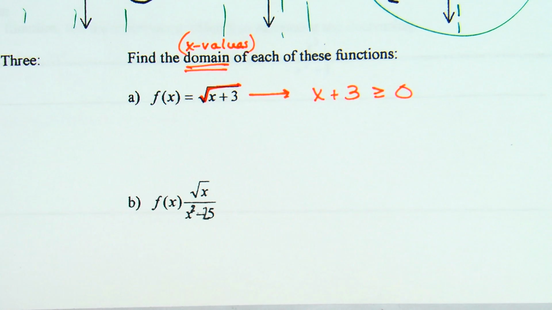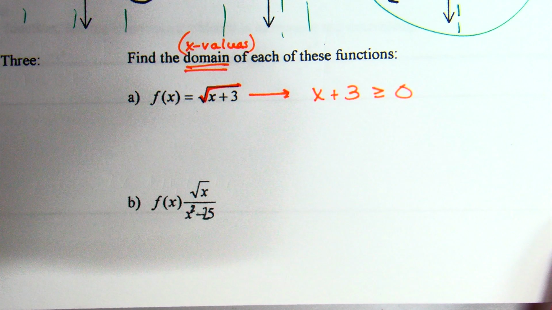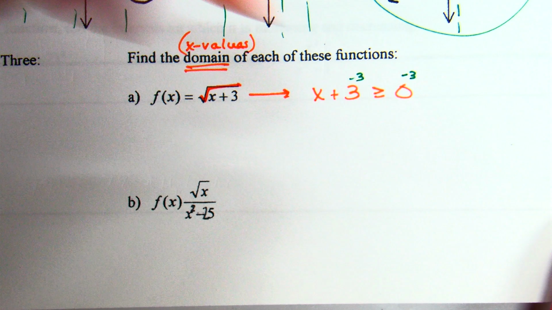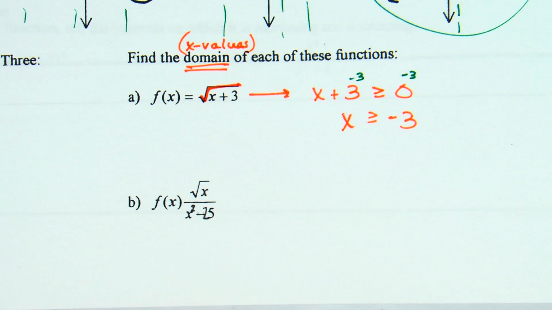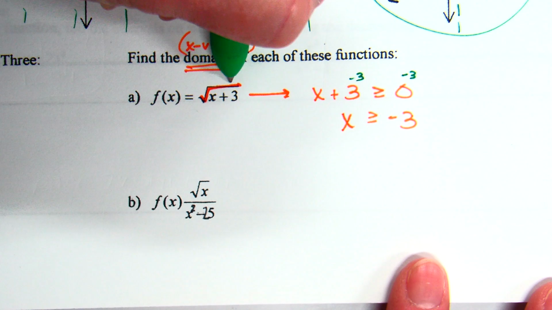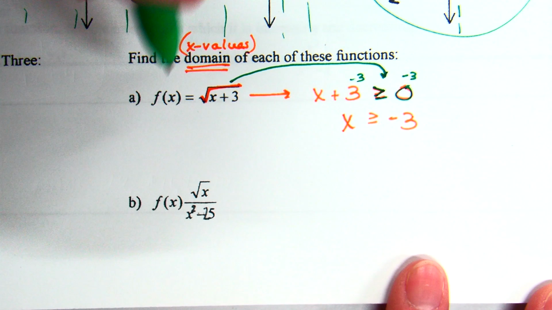Now, can you solve that? If it's x plus 3, what are we going to do? Subtract 3. We're going to subtract 3. And so then we end up with x greater than or equal to negative 3. Okay, and this was all because it's a square root. So because it was a square root, we had to do the greater than or equal to 0 part.